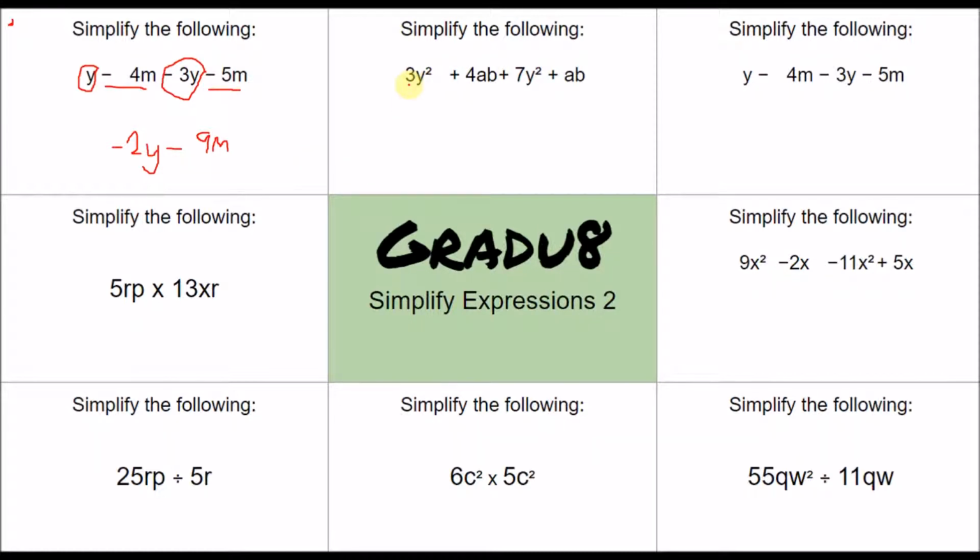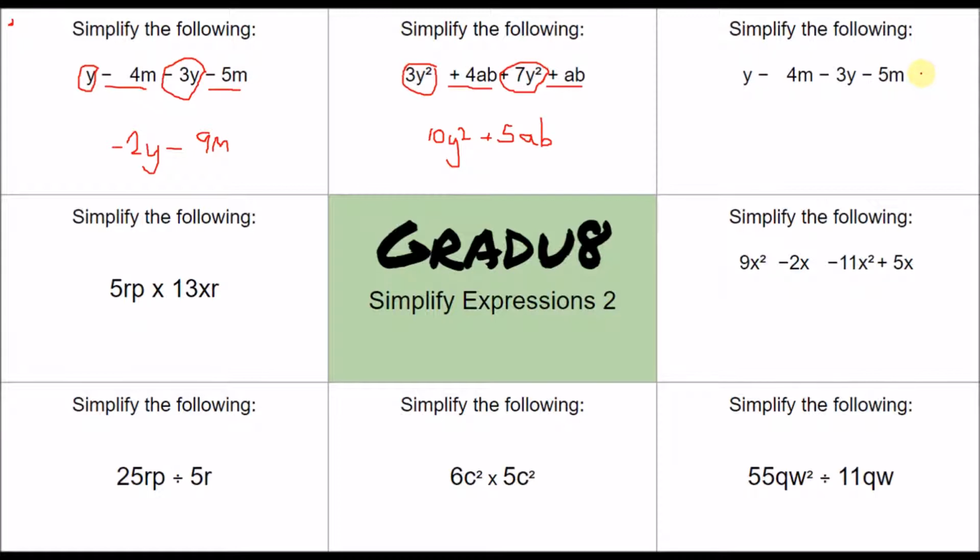Okay, so this one here then, you've got 3y squared plus 4ab plus 7y squared plus ab. So loads of things going on. Let's just circle our y squareds because those are the same, remember, and include that symbol before it, and underline these ones. So I've got 3y squared plus 7y squared. How many y squareds have I got altogether? I've got 10 of them, so 10y squared, plus 4ab plus ab. So altogether, how many ab's do I have? I've got 5ab. Okay, it's really simple when you look at it like that. Just break it down into easy steps.